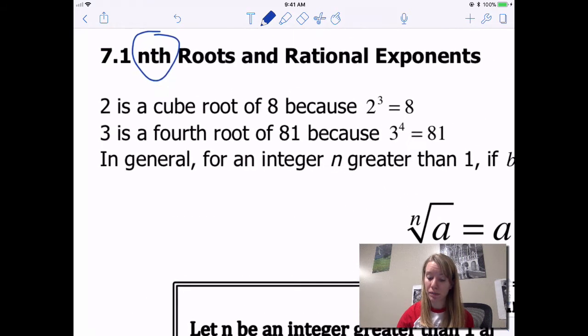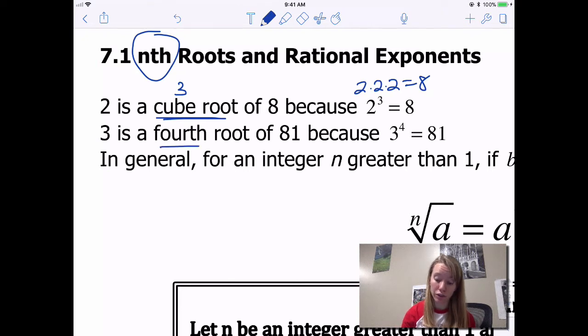So we can zoom in here and say 2 is a cube root, cube meaning 3, of 8, because 2 times itself 3 times is 8. So 2 times 2 times 2 is that 8. We can say that 3 is a fourth root of 81, because 3 to the fourth is 81. So 3 times 3 times 3 times 3.